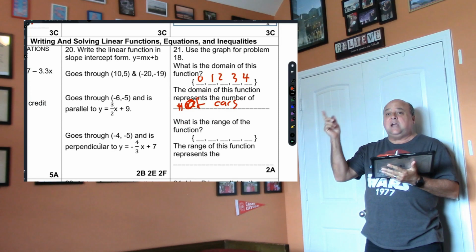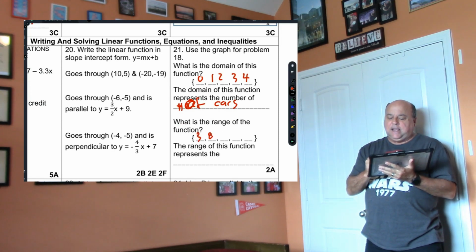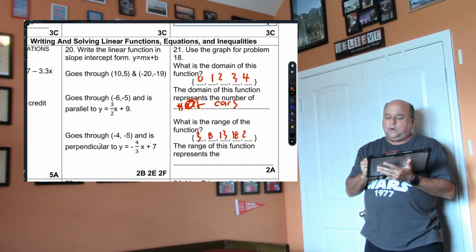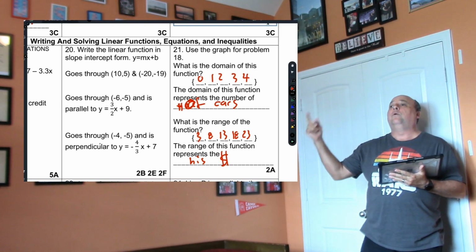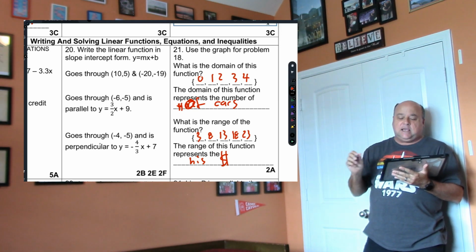The range is how much money he has, which is 3, 8, 13, 18, and 23. The range of the function represents his money. Okay, so the domain is how many cars he's washed. The range represents how much money he has.